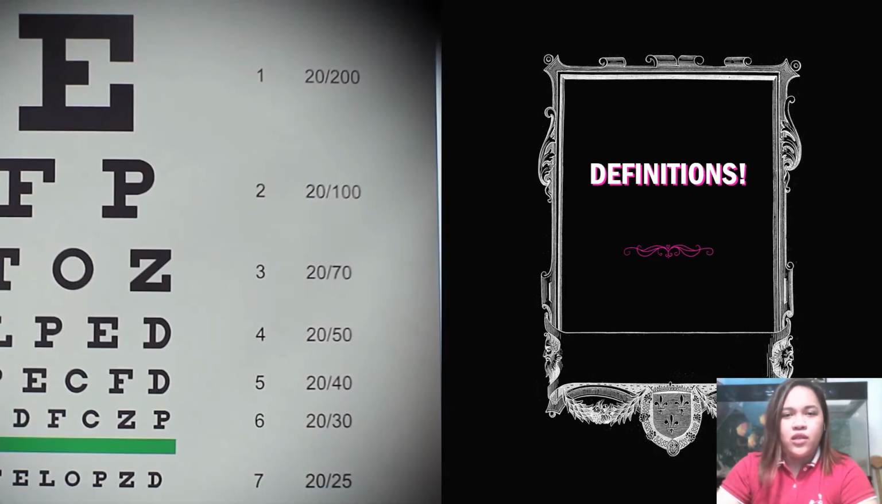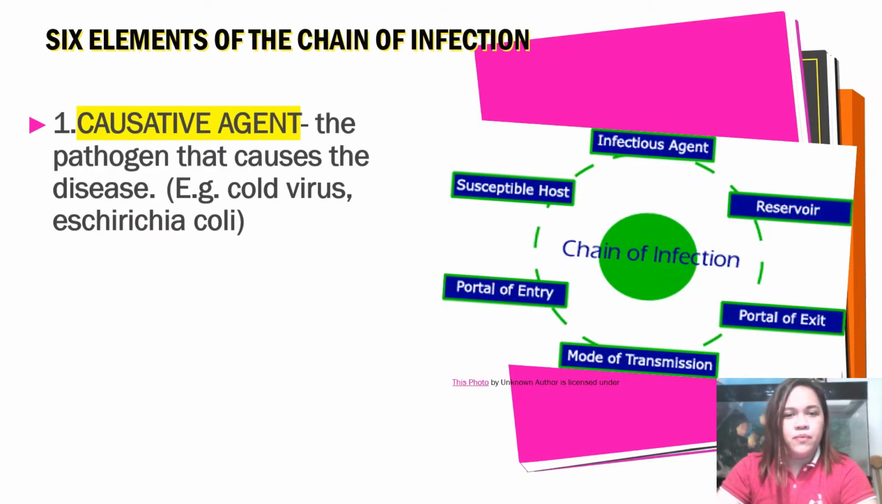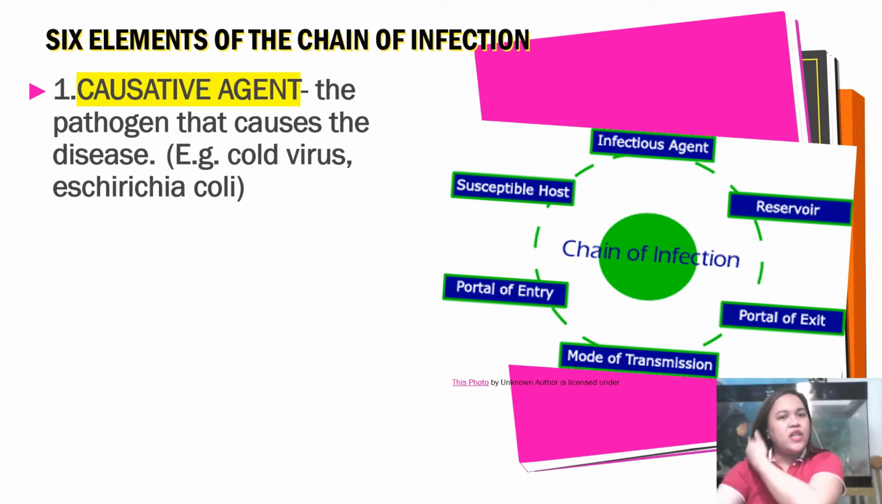Okay, so we have again some definitions that you have to remember. Number one is the causative agent. The things that we will define in this slide are all about the 6 elements in the chain of infection. Causative agent, the other term for this is infectious agent, or what we call the pathogen. Examples of this are the cold virus, E. coli, staphylococcus. So whatever the causative agent, it may be a bacteria, a virus, a fungi.